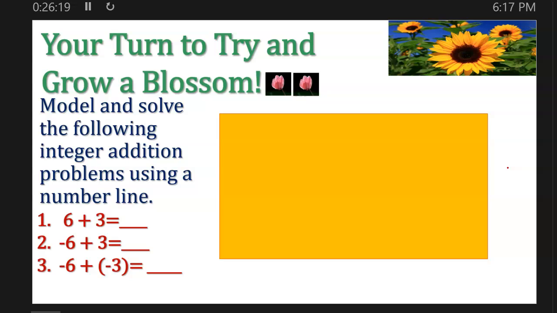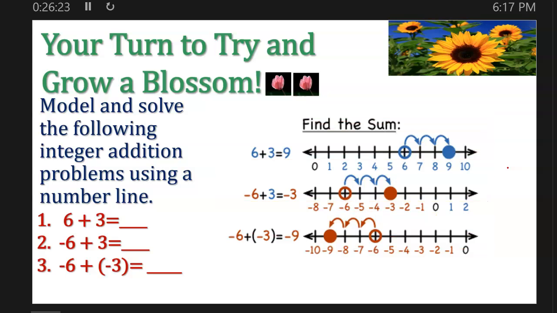All right, so here we have 3 number lines. The first one is we started at 0 and we went to the 6 first because 6 is a positive number. And then we went 3 more in the positive direction and we ended up with a 9. So 6 plus 3 is a 9. There's our number line that shows that addition problem.